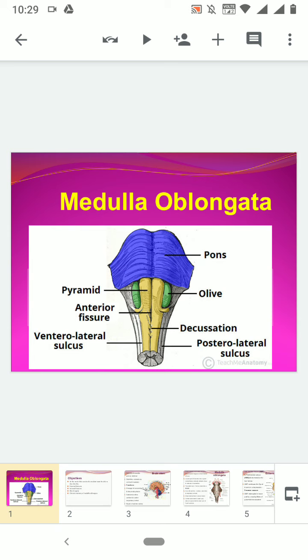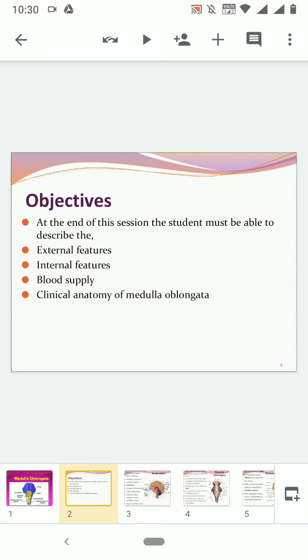Now, in this slide, you can see the medulla oblongata below, which is in yellow and green, and the pons is in blue. Now we are concentrating on the medulla oblongata today. Okay, so I'm going to go through the objectives because your assignments will be targeted towards the objectives.